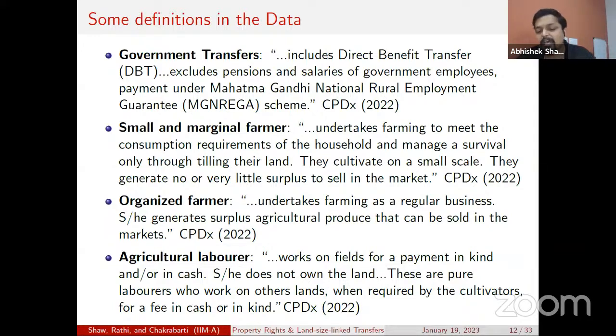And agricultural laborers are largely landless. Just remember that these definitions are for individuals, right? These individuals are sorted into these groups, and then when households are formed, it will be mixed. And we are using the household data. So there could be a case where there will be an agricultural laborer inside an organized farmer family or a small and marginal farmer family. These are some things you'll have to keep in mind while you look at the data.